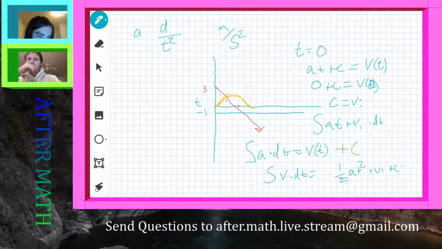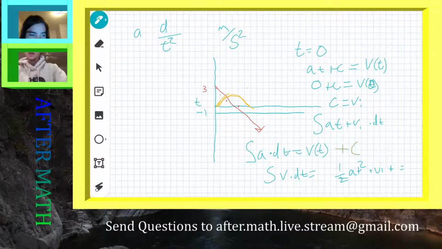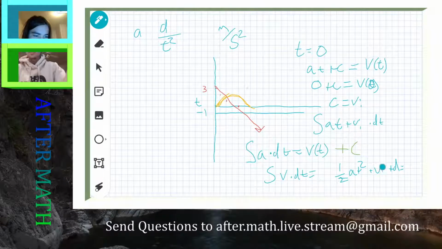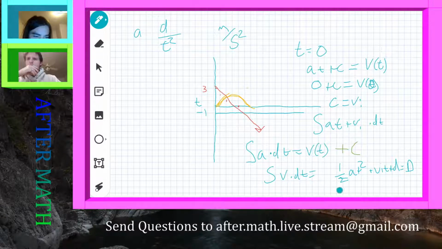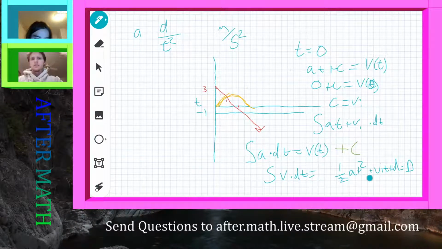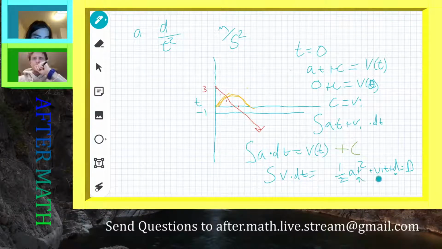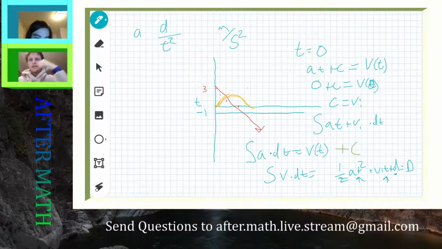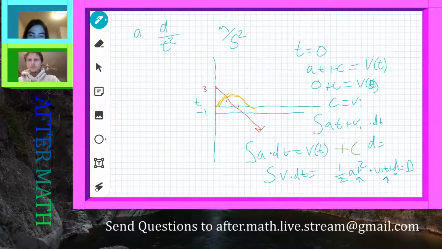We get 1/2 a t squared plus vi t plus c. Or I guess we'll use a different constant now. We'll call this d, equals, we'll call it capital D for displacement. And if you look again, this constant little d, when we plug in a 0 here, these are all going to be 0 again. And so this d term is actually going to be our initial starting point.